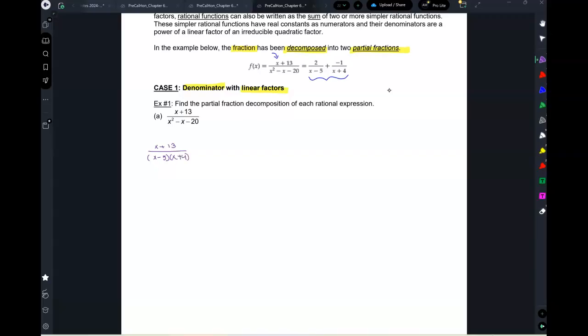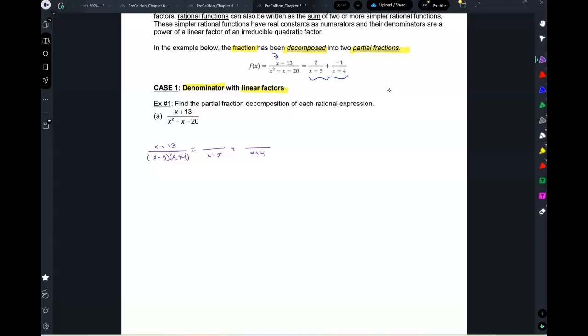So this is where this first case is. Look at this. Case 1, it's a denominator with linear factors. And if you can see here, this denominator does have two linear factors. So we factored this. Now, this is equal to, look at this denominator that we factored. However many terms it has, that's how many new fractions we're going to get. In this case, it's 2. So we're going to get two new fractions. One gets the x minus 5, and the other one gets the x plus 4.